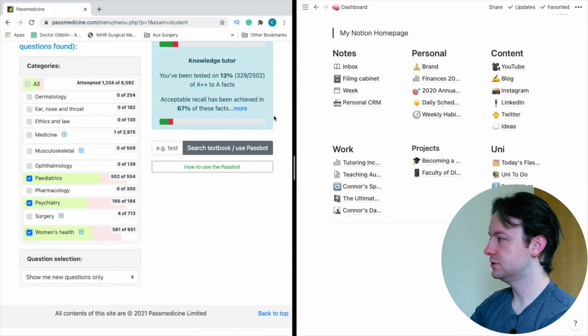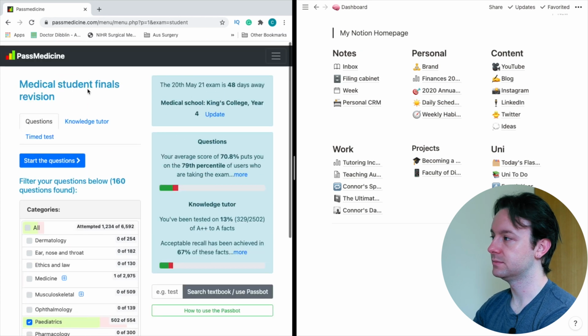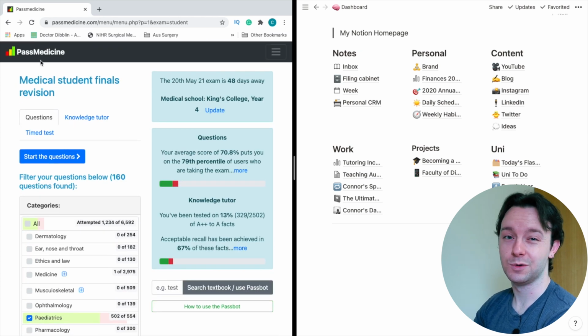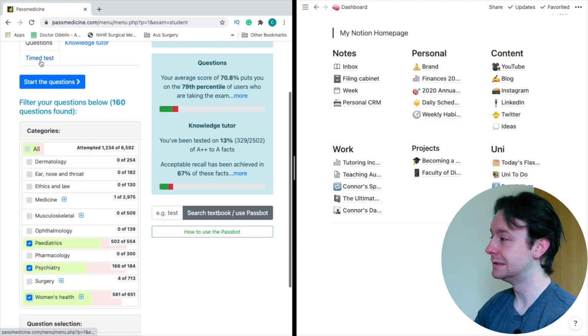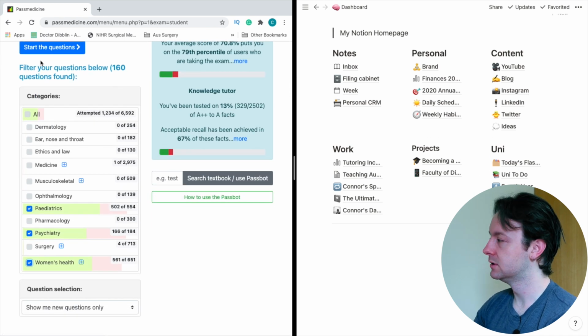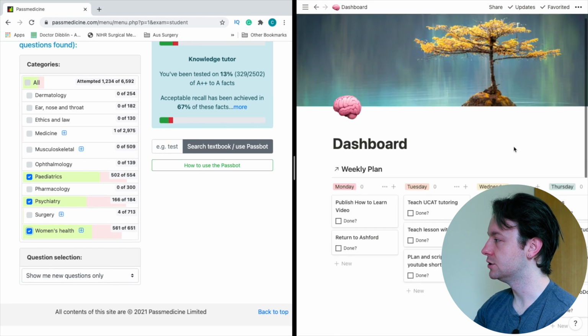So here you can see I've got two things tiled here. On the left, I've got Past Medicine. Past Medicine is just the website that I choose to use. It's where I get my medical school questions from. Other question banks are available. And on the right here, we have my Notion dashboard.